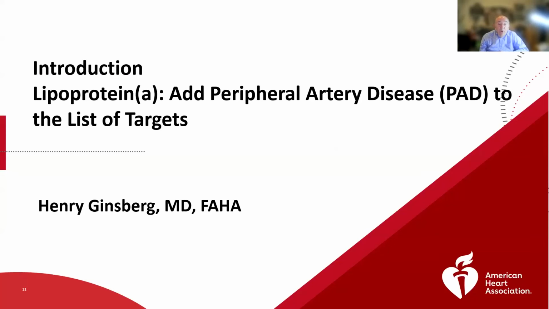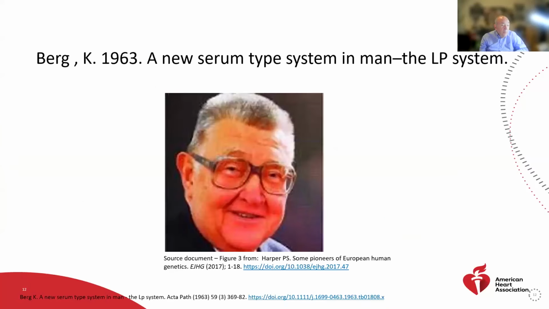Lipoprotein A: add peripheral artery disease, PAD as we'll call it throughout, to the list of targets. It's not known to many people who have recently learned about lipoprotein small a, Lp(a), but it was actually discovered and the data published in 1963 by Kåre Berg, a Norwegian immunologist who was studying lipoproteins. At that point in time, LDL, HDL, and even intermediate density lipoprotein were identified. And he was looking for a new lipoprotein or an additional one. Using immunologic methodologies, he identified the lipoprotein that we now call Lp(a) by finding an antibody in the circulation to small a.